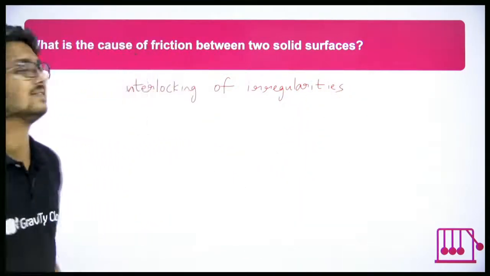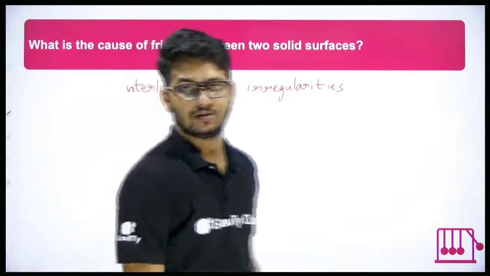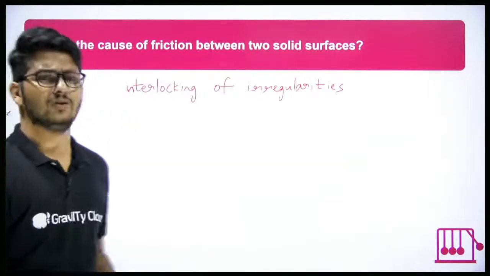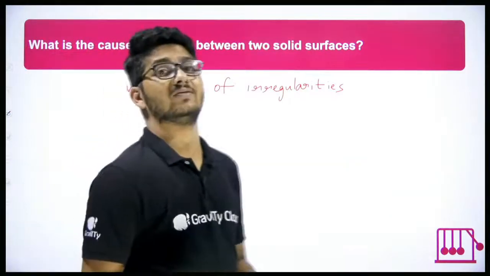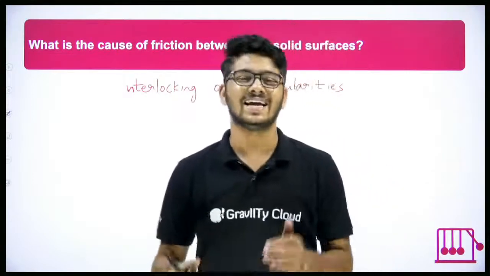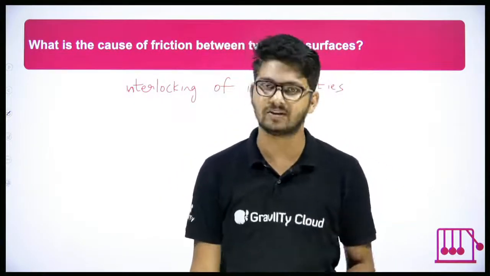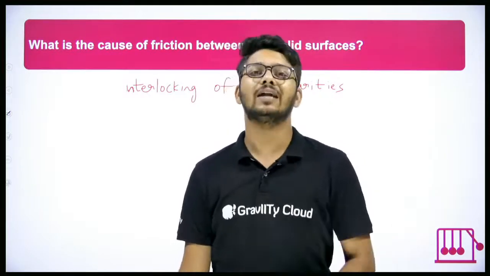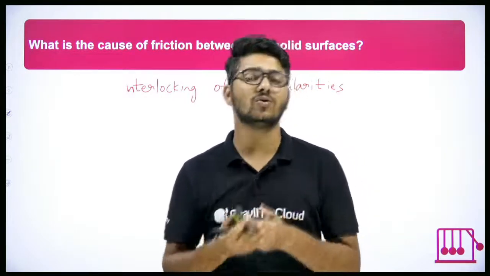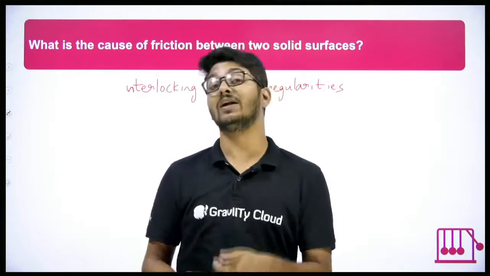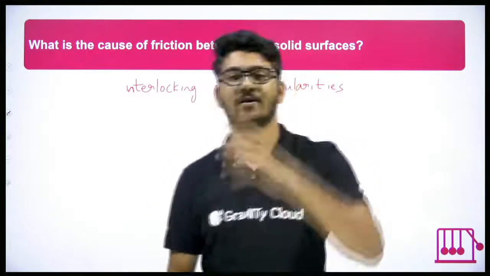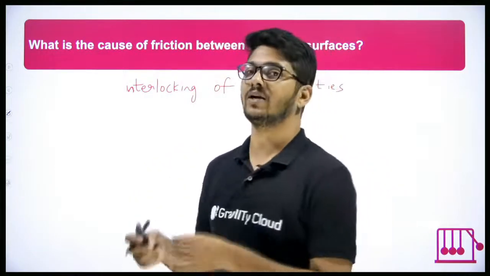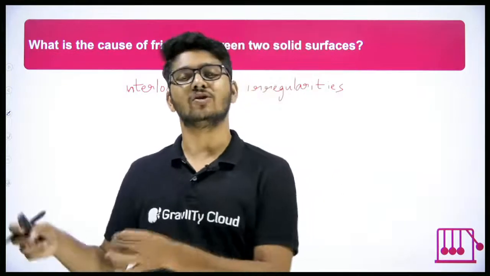Interlocking of irregularities leads to friction. Okay, that is possible, that is the simple reason. And the rest you can say, you have to start your answer with this point. You have to say that every surface, any surface on a microscopic scale will be rough, will have irregularities. So when two solids or two surfaces meet, the irregularities interlock, and this interlocking of irregularities will lead to friction.